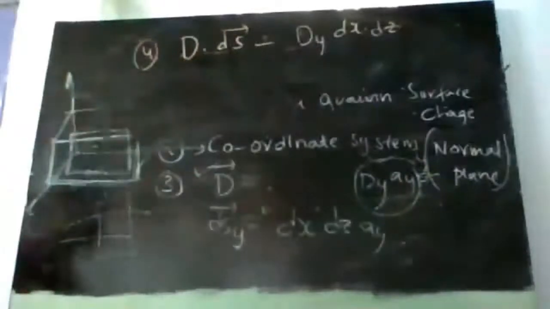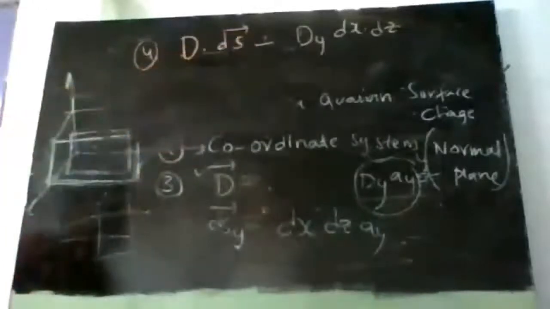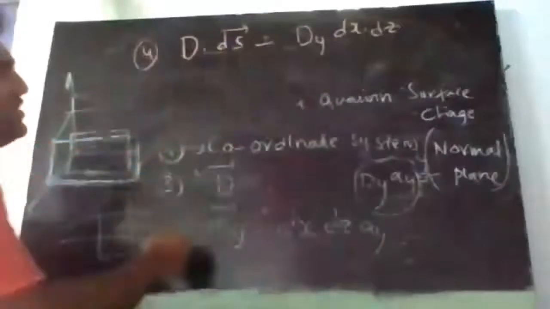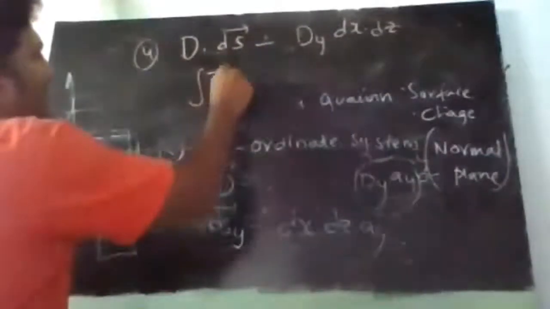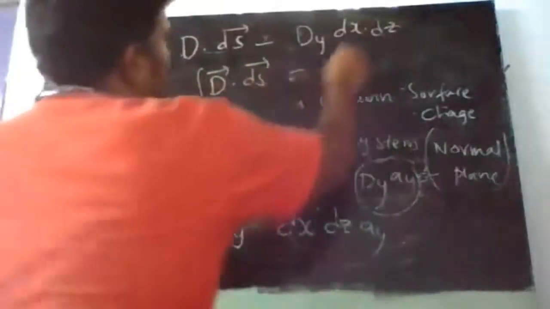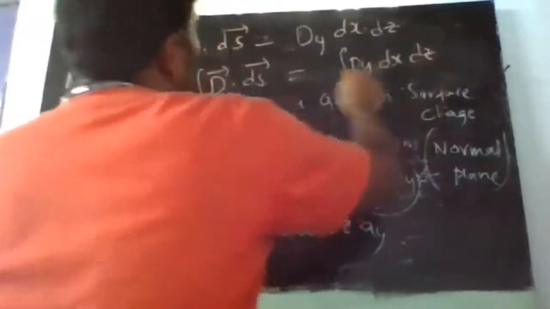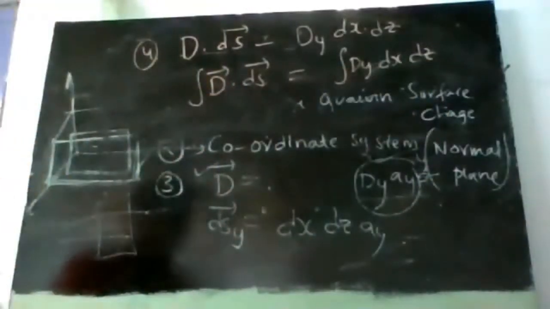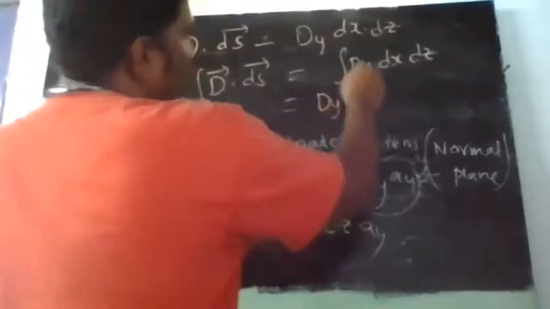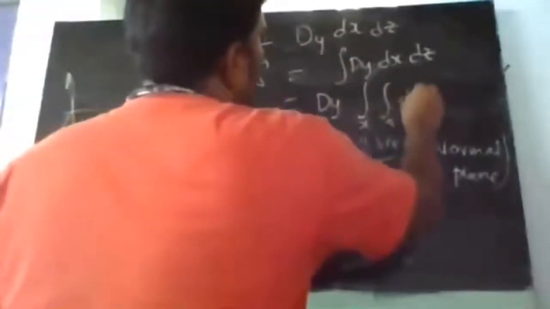So take the dot product of D bar and dS bar, and then the fifth step will be to take the integral of D bar dot dS bar. So that is the integral of D_y dx dz. This is a surface integral, ante kada. Surface integral ante there will be two integrals, right? D_y is the required value, that is what we want. So this will be along x and along z, dx dz.